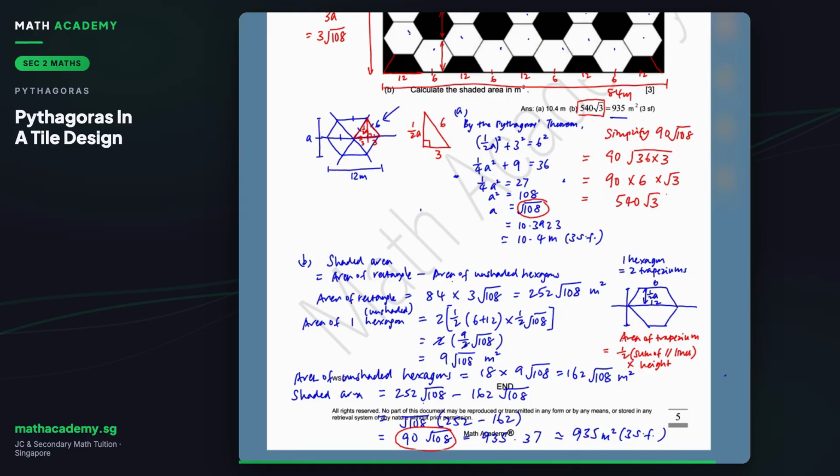So just in case you are asked to show that your answer looks like this in the exam, you are able to break down your numbers like that and get to this. So 540 root 3 square meters. It's possible to leave your answer like this, or you can just simply leave your answer as 935 in 3SF.